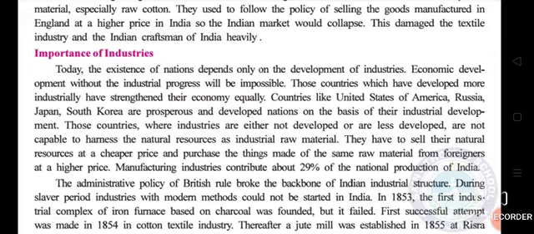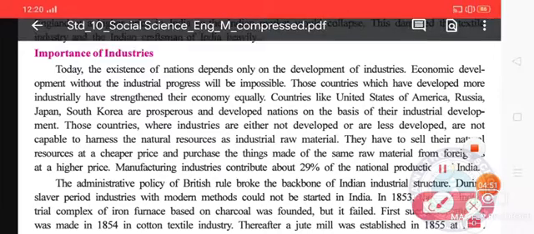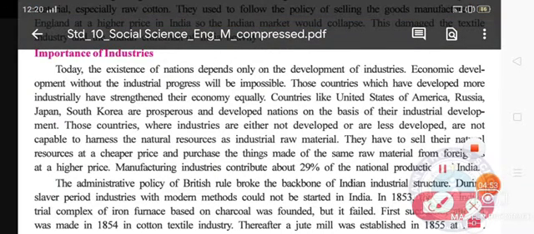Manufacturing industries contribute about 29% of the national production of India. So you can underline it in your textbook. Manufacturing industries contribute how much?